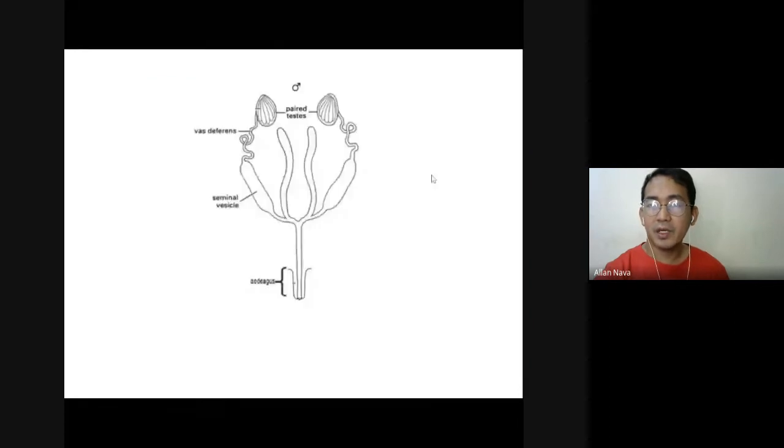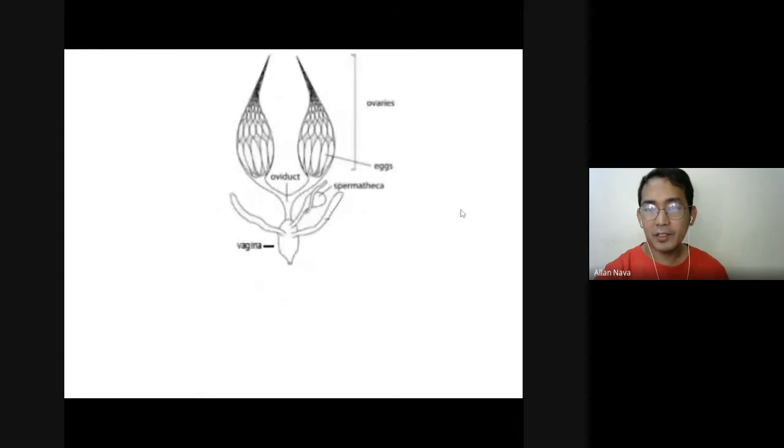Now let's continue. This is the reproductive parts of an insect. It's quite different from humans, but I am showing this for you to compare. We have the paired testes and the vas deferens here. We have the seminal vesicle also, and the aedeagus. They have no penis like humans or dogs; we call this the aedeagus. For the female insect, we have the vagina also, and then the oviduct and the spermatheca. This is unique to insects because the spermatheca is where the sperm is held first before fertilization. And there's also an ovary.